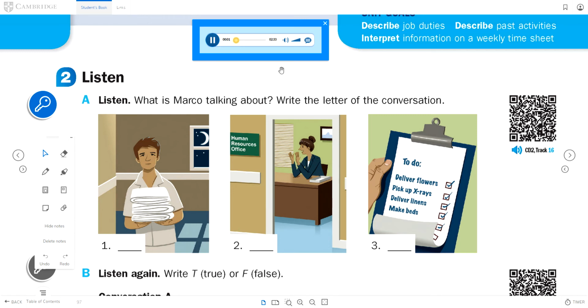Unit 8, Work, page 97, exercises 2A and 2B. Track 16. Conversation A. Hey, Marco. How are you? Oh, hi, Arlen. I'm fine. I had a busy day today. What did you do? Let's see. This morning, I delivered flowers to patients and picked up x-rays from the lab. I also delivered clean linens to the 3rd floor. This afternoon, I made the beds on the 2nd floor and prepared the rooms. And now I'm delivering supplies. Wow, you did have a busy day.